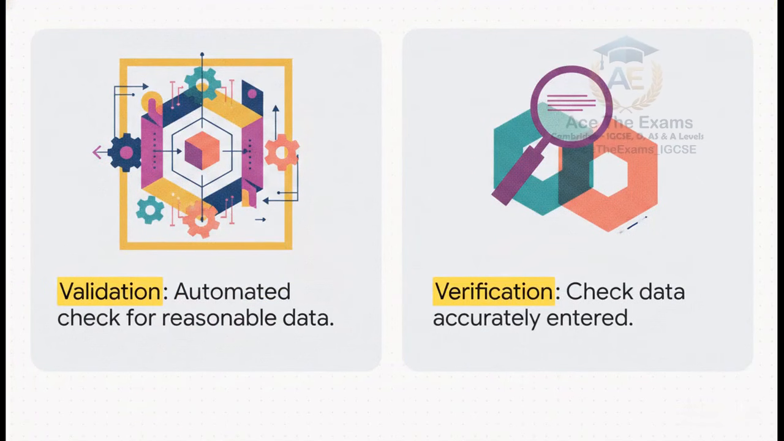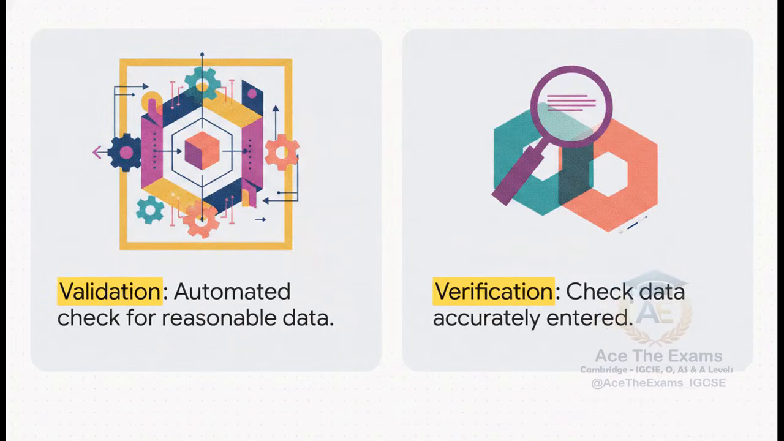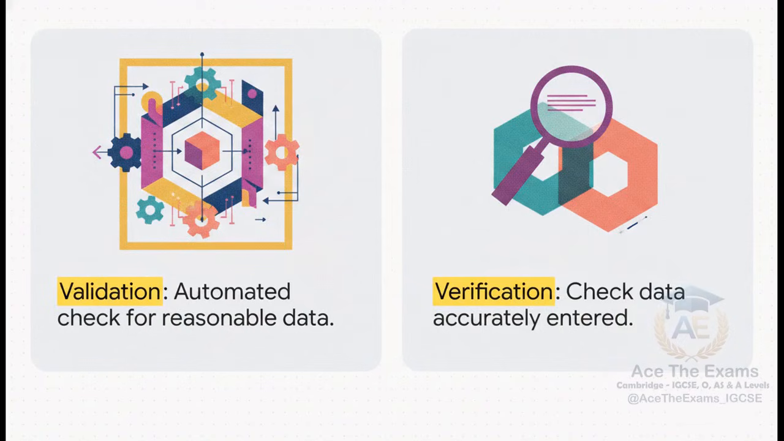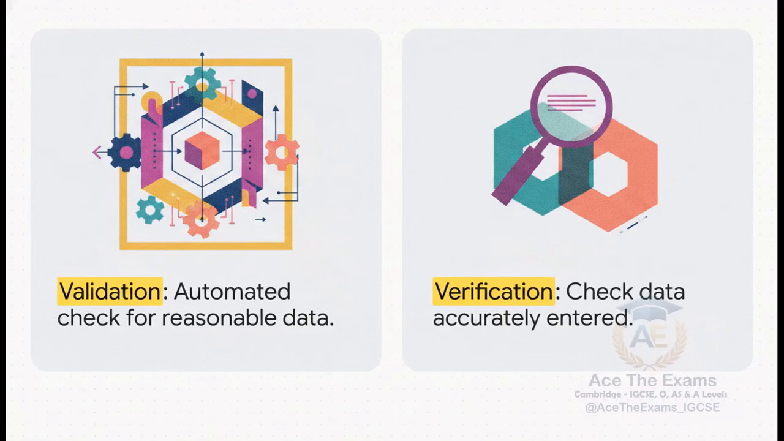Examiners absolutely love to set a trap with these two terms, so do not confuse validation with verification. Validation is an automated check by the computer to ensure data is sensible and reasonable, like, say, checking if an age entered is between 0 and 120. Verification, on the other hand, is checking that data has been accurately entered or transferred. Think double entry, like having to type your new password in twice, because, let's face it, we all make typos on our phones. You need to draw a hard line between these two concepts in your mind, for sure.